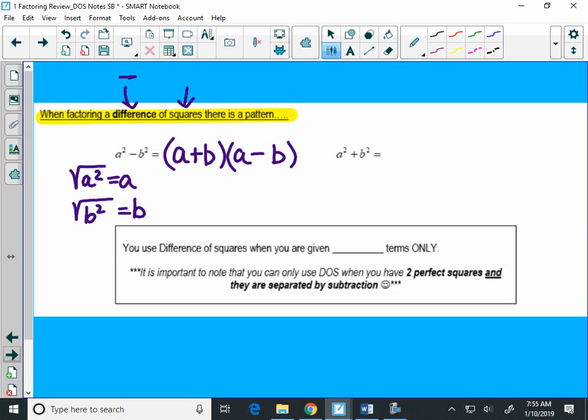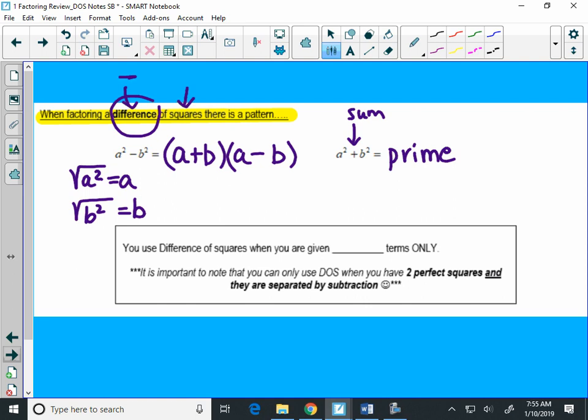The second part here looks very similar, a squared plus b squared, but here's what you have to watch, the plus. When you add, that's called a sum. And we're looking at what's called the difference of squares. So this actually does not factor, and we call that prime. So anytime you see a plus in difference of squares, you cannot do it.